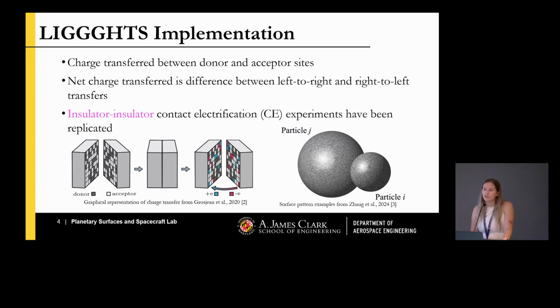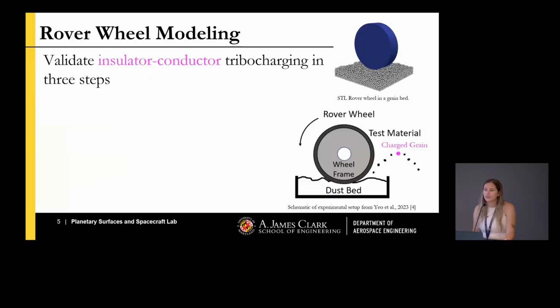And so she validated this model with insulator-insulator contacts, which is awesome. So we know that it's been validated for one type of contact electrification. And so then what I'm trying to do is to validate it for different material tribocharging, right? So insulator-conductor contacts. How I will do this is I will have three steps.